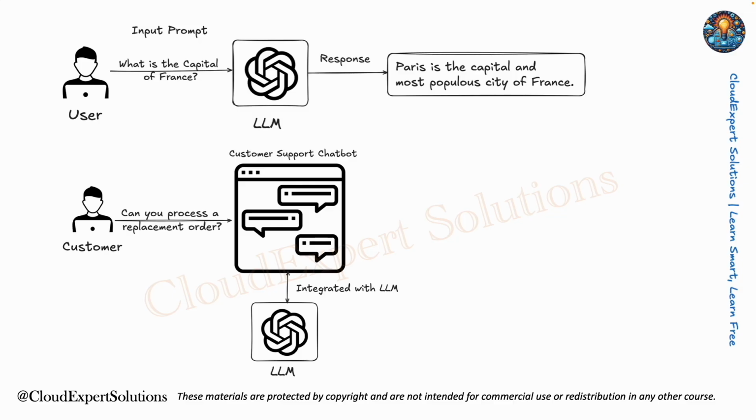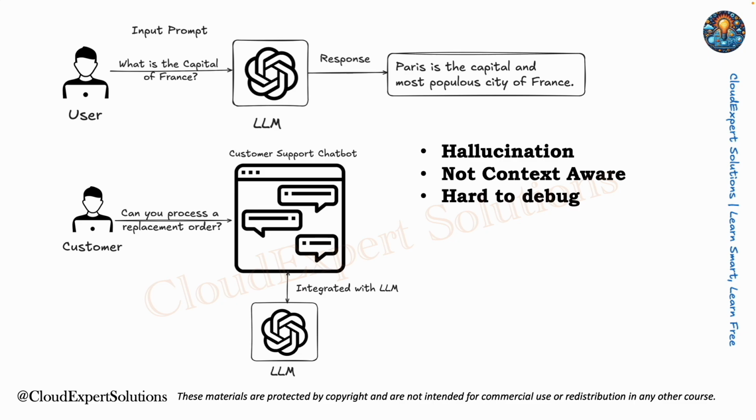But here's the problem. The AI sometimes makes things up. We call it hallucination. It does not remember your past interactions, and also debugging why it gave a wrong answer is a nightmare. This is where LangChain, LangGraph, and LangSmith come in. Let's see how each one solves a piece of the puzzle.